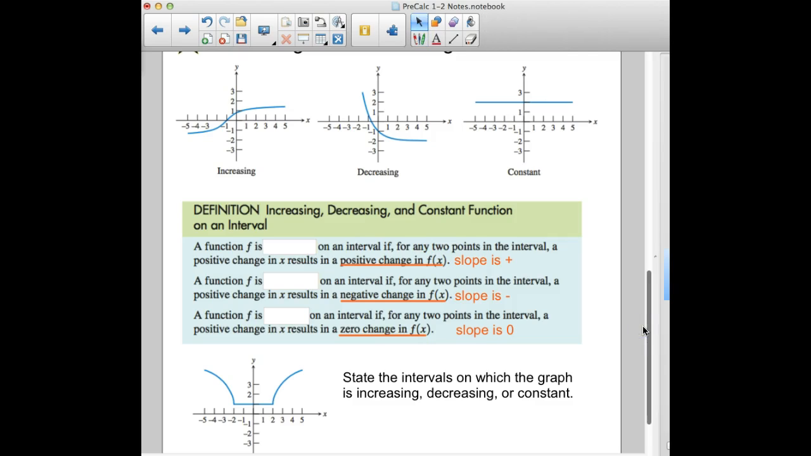In this first picture, my graph is increasing. As I move from the left to the right, my y values are getting bigger. Okay. This second picture, as I move from the left to the right, my y values are going down. And in my third picture, it's considered constant since my y values aren't changing.